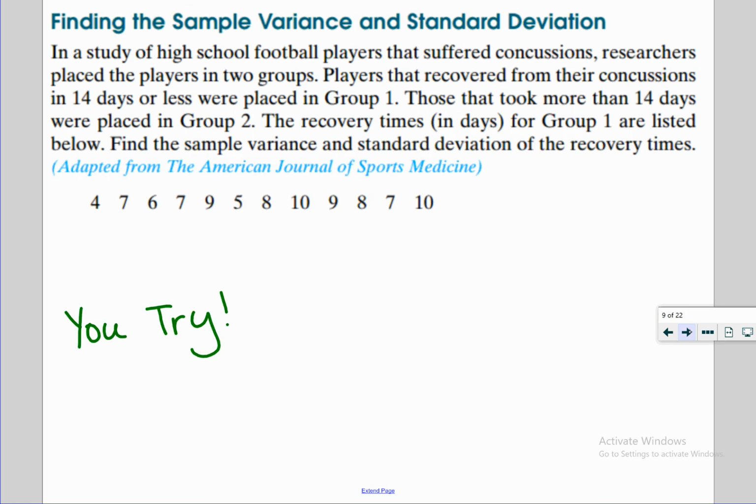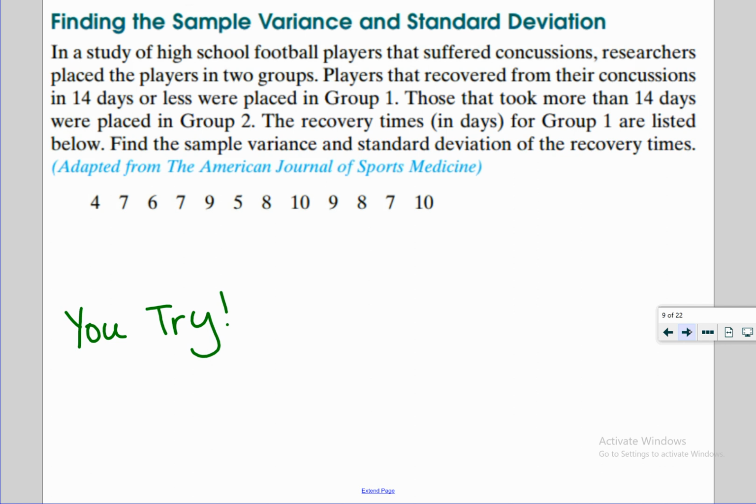All right, so what I want you guys to try to do on the back of your handout from yesterday is another example where we can practice calculating the standard deviation. So here, this represents a group of high school football players that suffered concussions, and these represent the number of days it took them to recover from the concussions. So you're going to use these values, and you're going to use the updated formulas for sample, which again are on your purple packet, to calculate the standard deviation.